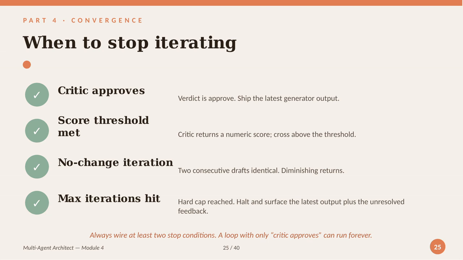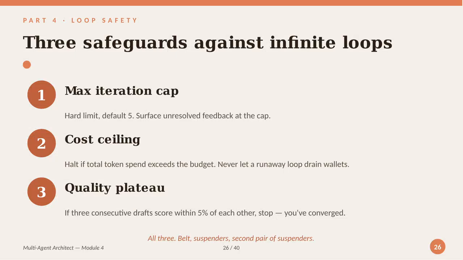A loop with only critic approves as a stop condition can run forever if the critic is too strict. Always wire at least 2 stop conditions. Most of mine wire all 4. Critic approves is the happy path. The other 3 catch the cases where the happy path doesn't hit. 3 explicit safeguards. Wire all 3. Belt, suspenders, second pair of suspenders.